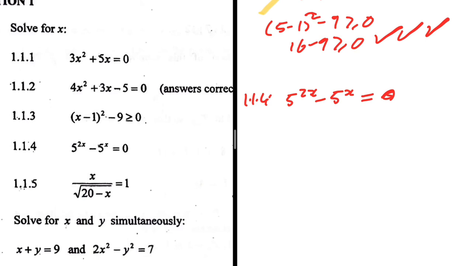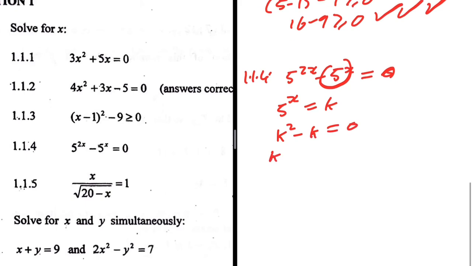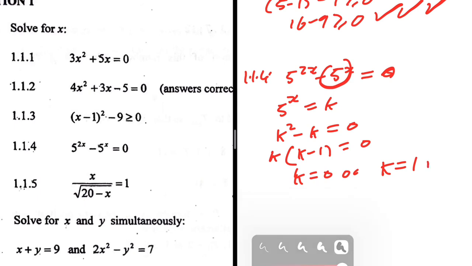So we can let 5 to the power x be equal to k, or we can just take 5 to the x to the other side and solve for x. Let's do both. If we do that, 5 to the power x is equal to k. So we're going to have k squared minus k being equal to 0. So with k as a common factor, we're going to be left with k times (k minus 1) being equal to 0. So k is equal to 0 or k is equal to 1. These are our two options that we have.